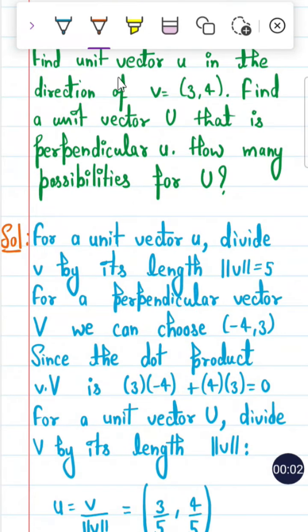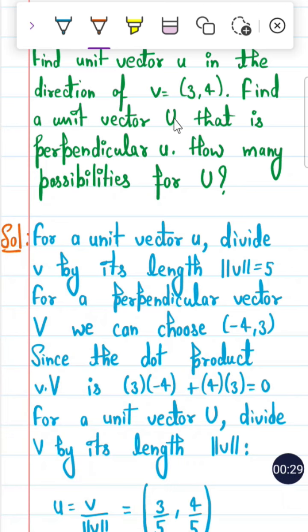Hello friends, today we will discuss how to find the unit vector and the possibilities for this unit vector and the perpendicular vector too. Find the unit vector u in the direction of v = (3, 4). That is the direction. That means we have to find the unit vector in the direction given by the vector v = (3, 4).